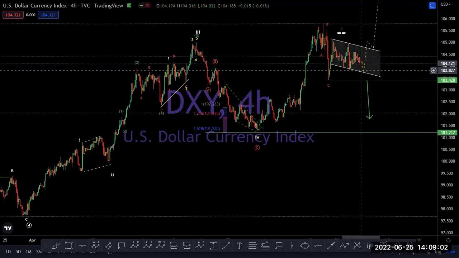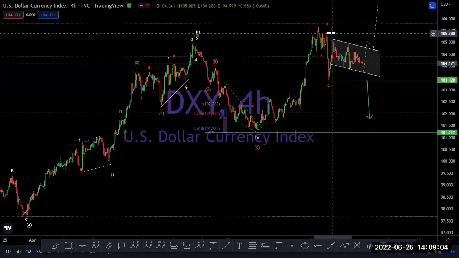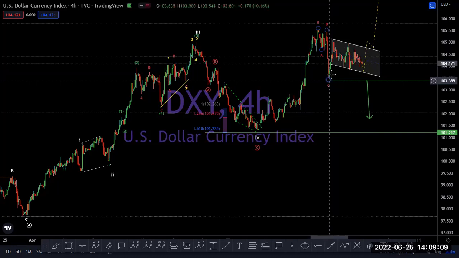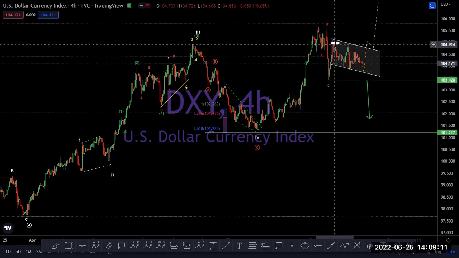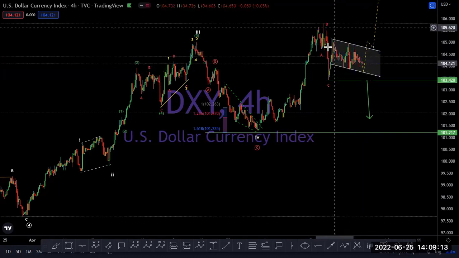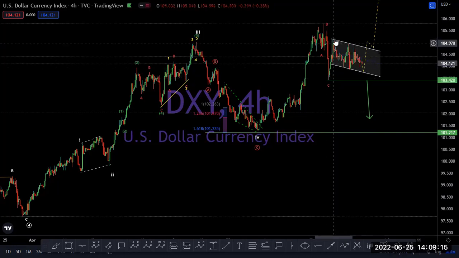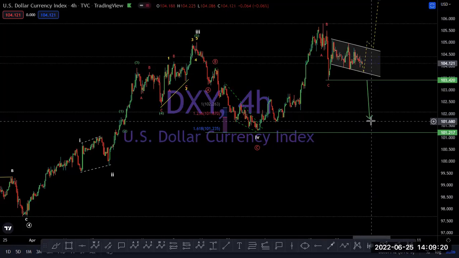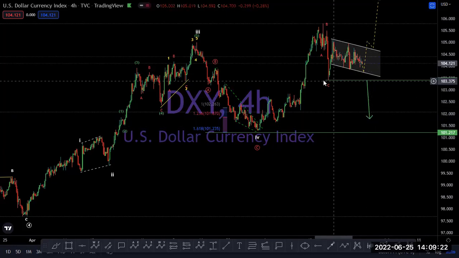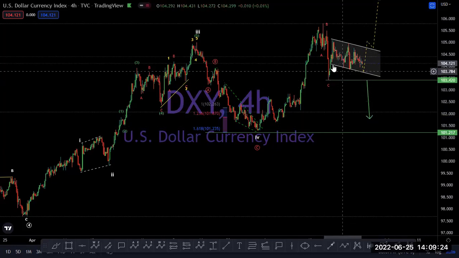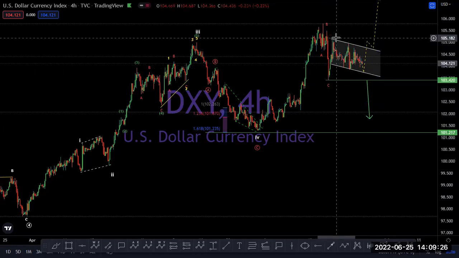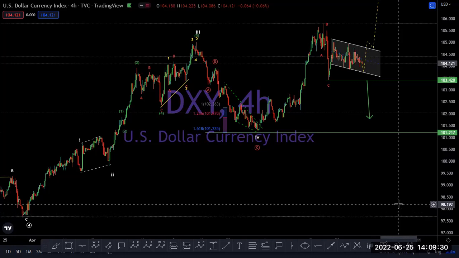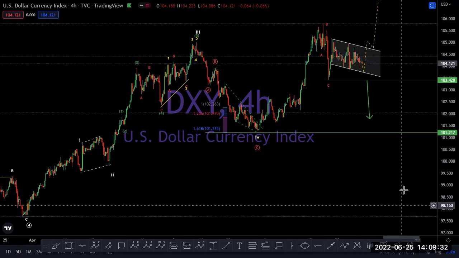Now you can see on 4 hours, this looks like an impulse. And this move also looks like an impulse. What do I mean? This can be wave 1, and this can be wave A, B, C. Then from here, it can drop. And if it drops from here, close below this, then this will definitely be wave 1, wave 2 around here. And we continue to go down towards 90s or even something.